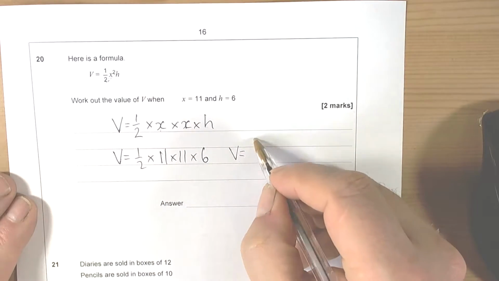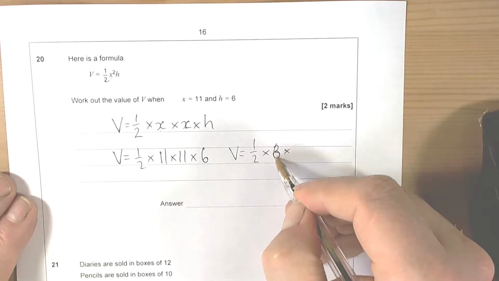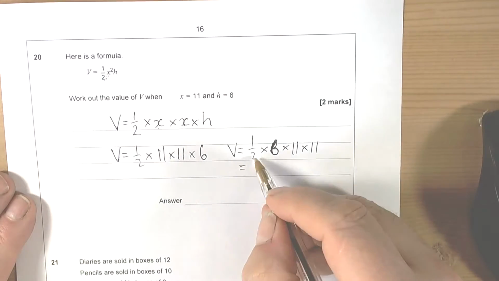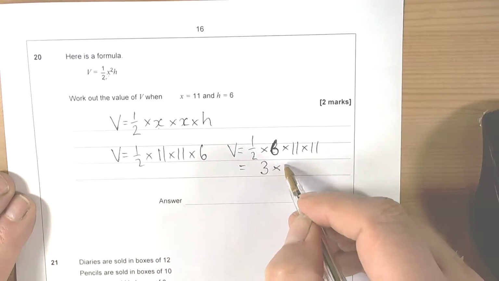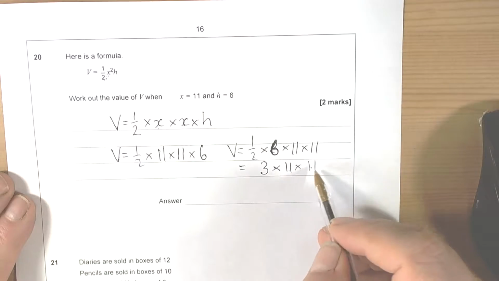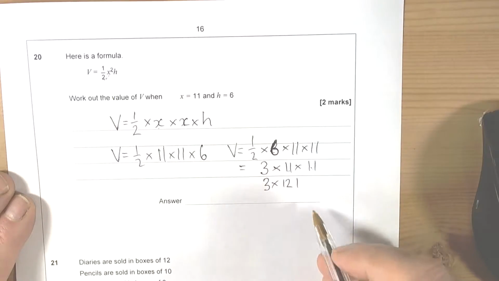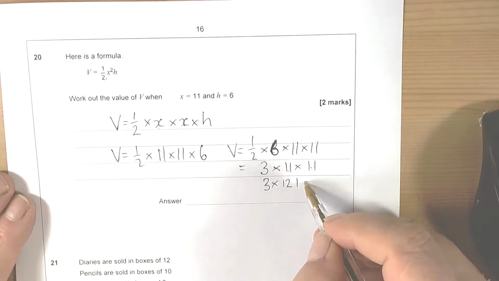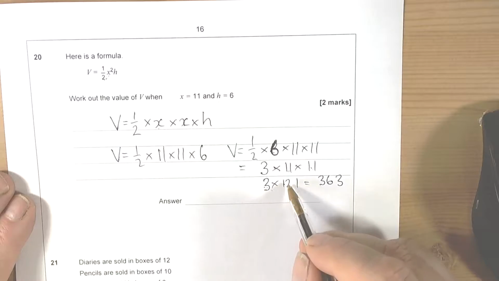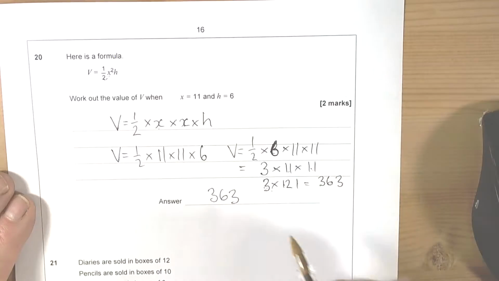So there's lots of ways of doing this. Personally, remember that multiplication calculations can be swapped about. So half times 6 times 11 times 11 might be an easier way of doing this, because we know that a half of 6 is 3. And we know, or we should from our squaring patterns, that 11 times 11 is 121. And then 3 times 121 will equal 363. 3 times 100 is 300, 3 times 20 is 60, and 3 times 1 is 3. So the answer here is 363.